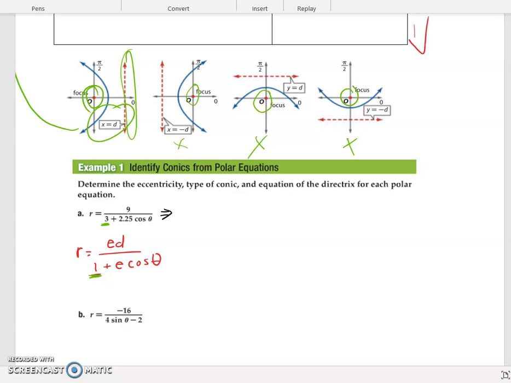So I'm going to come over here. This is just a little arrow. And in the denominator, I'm going to factor out a 3, which is going to give me my 1. And then I have 2.25 divided by 3. So I'm going to factor that out, which gives me 0.75.